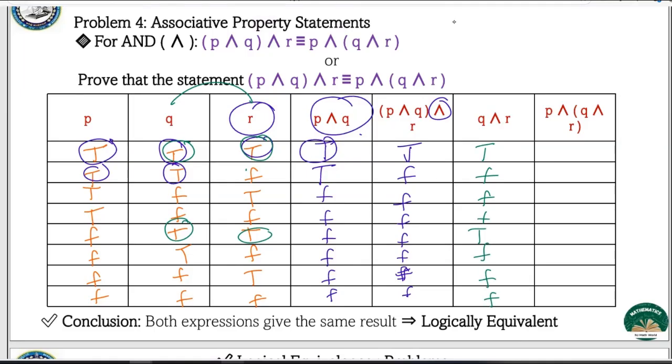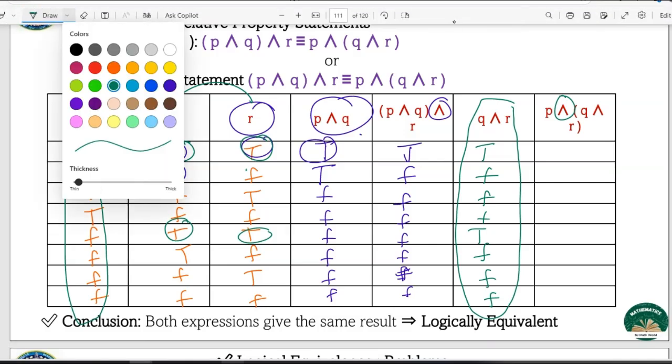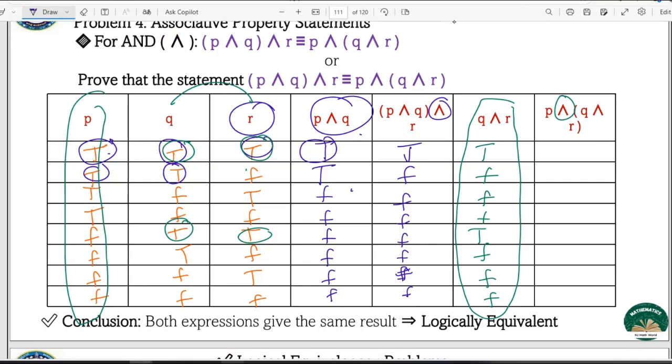Now we have to check for P, that is P and this one. We have to check for these two. The condition is and, so what is it? T and T, it is T. Otherwise, it is false. We'll just check if it is T and T. Yeah, the first one is T and T, it is T. Then the second one is no. The third one is also no. The fourth one is also no.